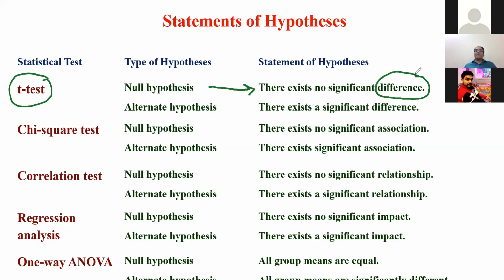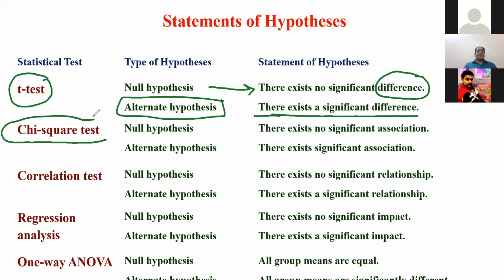So whenever you are testing the difference between the two groups, you have to frame the hypothesis like there exists no significant difference. And here alternative hypothesis that there exists significant difference, right? Similarly, when you apply chi-square test, so the null hypothesis is that there exists no significant association. Here the word association is very important, so I am circling it. So I am circling some important words.